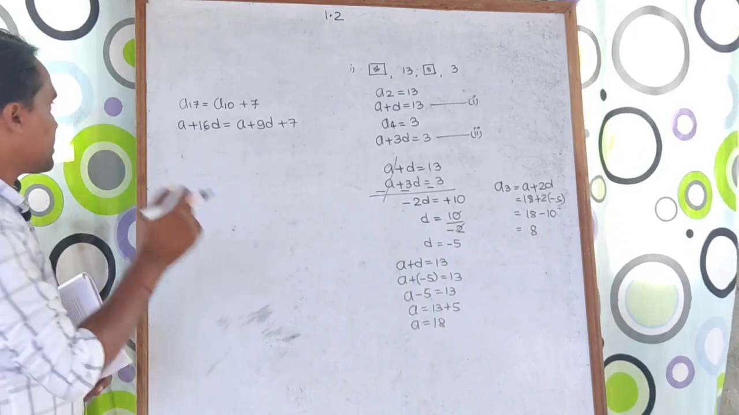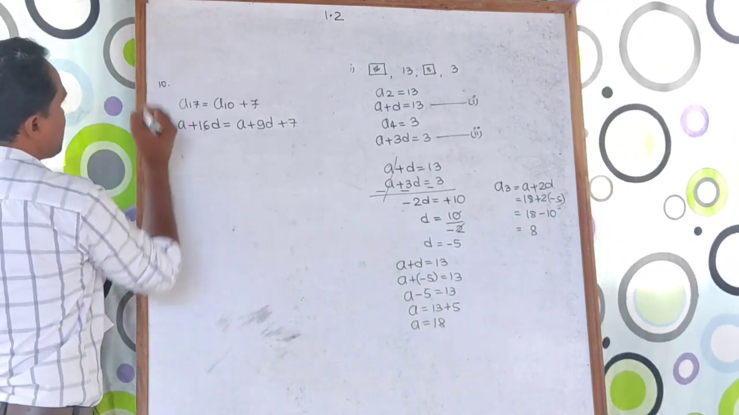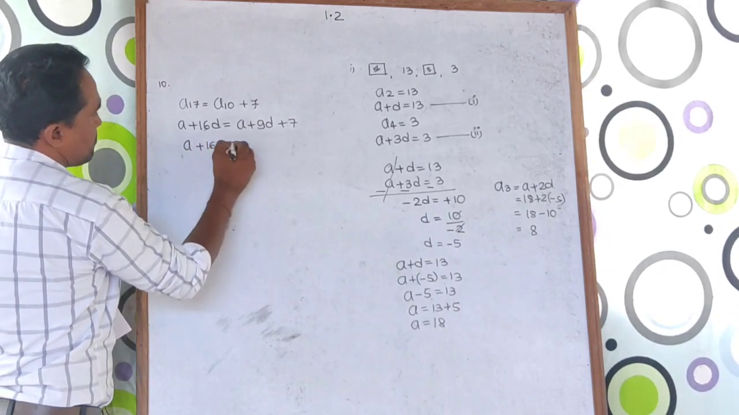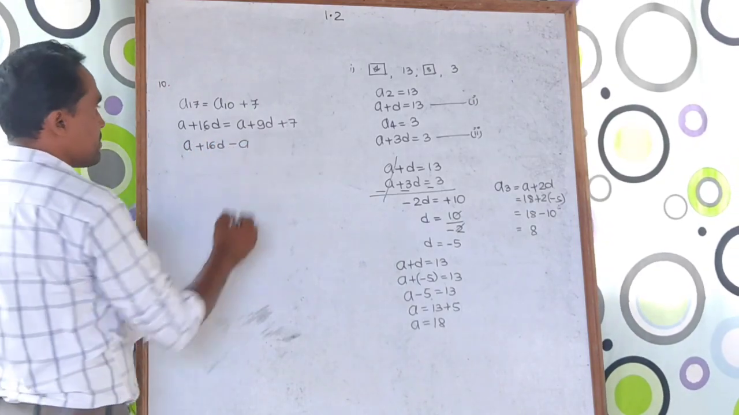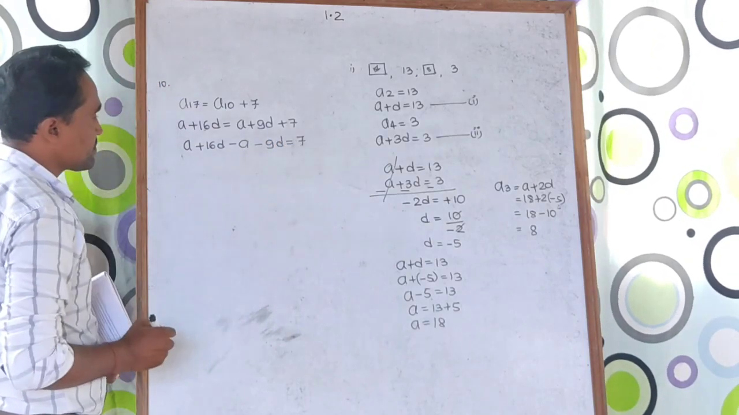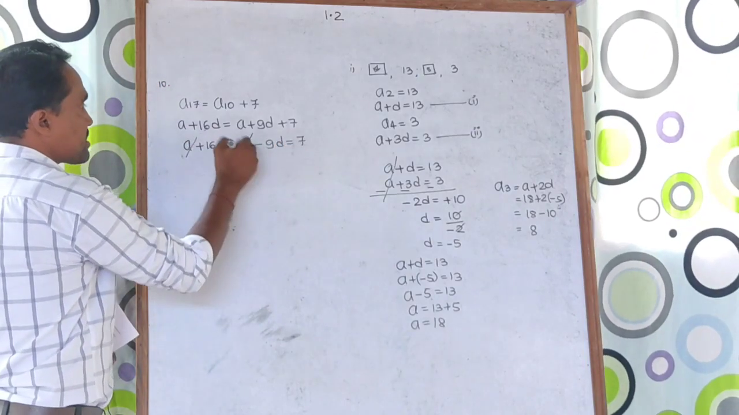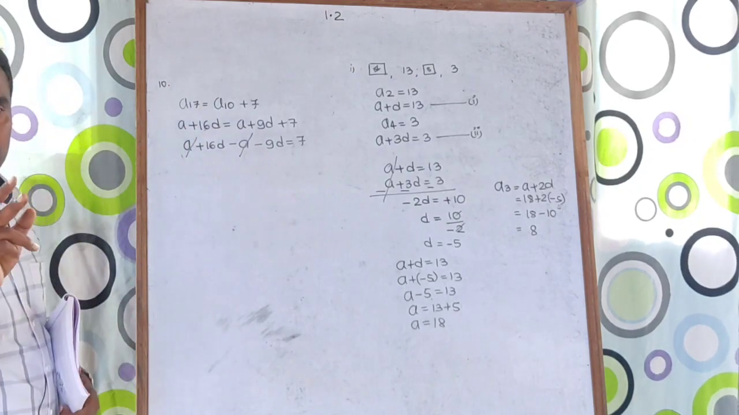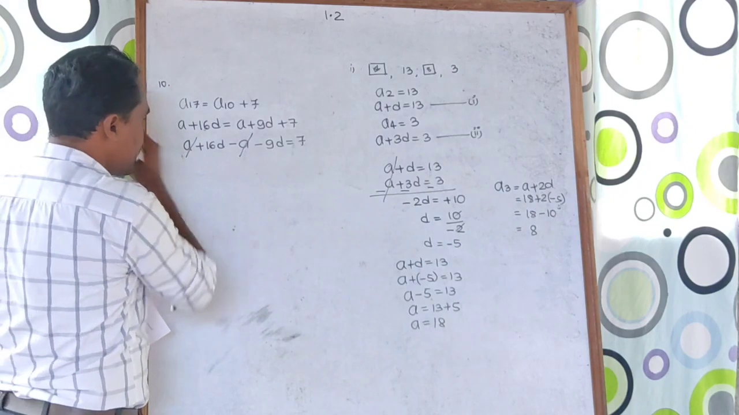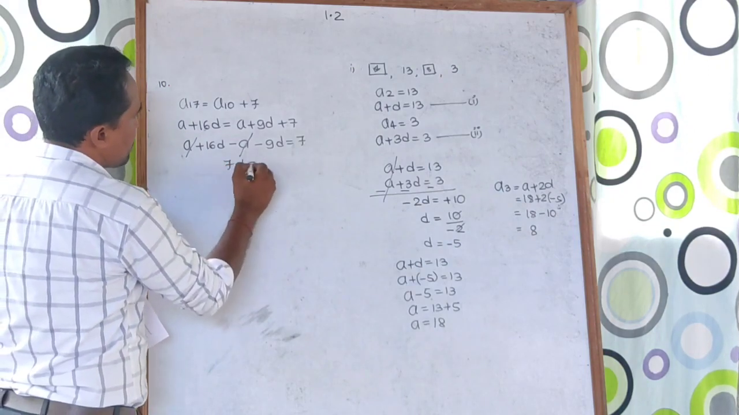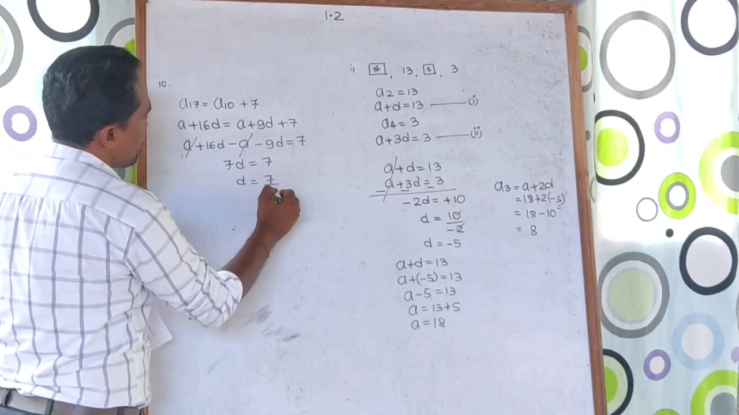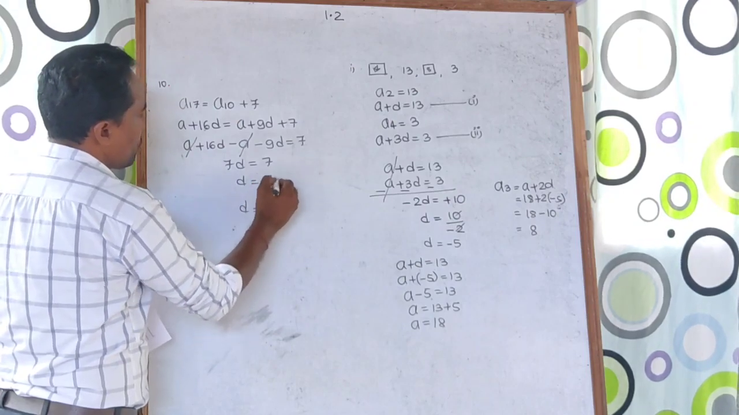Taking it to one side, this is question number 10, remember. A plus 16D minus A minus 9D, just keep 7 there. A and minus A are equal numbers with opposite signs. 16D minus 9D is 7D, equal to 7. D equals 7 by 7, then you will get D equal to 1.